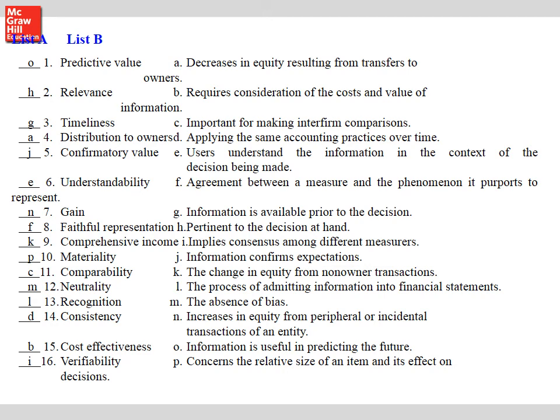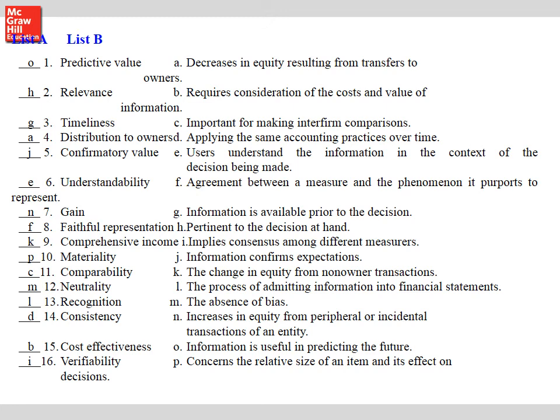Gain, we talked about this, increases in equity from peripheral, once in a while, or incidental transactions of an entity. Faithful representation is F, agreement between a measure and the phenomenon it purports to represent. What this means is that information is representing exactly what it's saying it is.